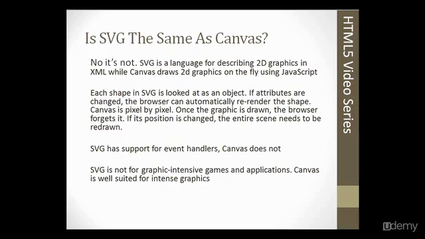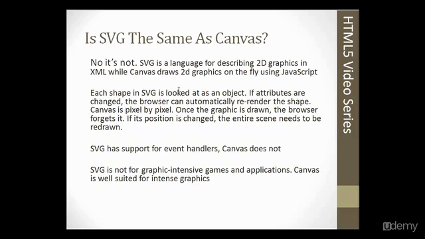Alright, so the differences between SVG and Canvas. They're not the same. SVG is a language for describing 2D graphics in XML, and Canvas draws 2D graphics on the fly using JavaScript. So they're not the same. Each shape in SVG is looked at as an object. If attributes are changed, the browser can automatically re-render the shape. Canvas is pixel by pixel.